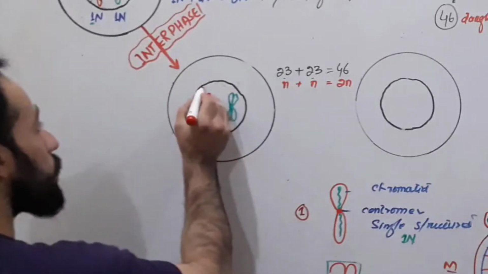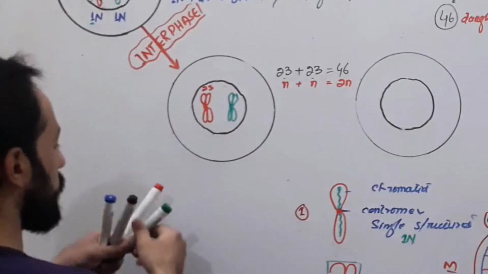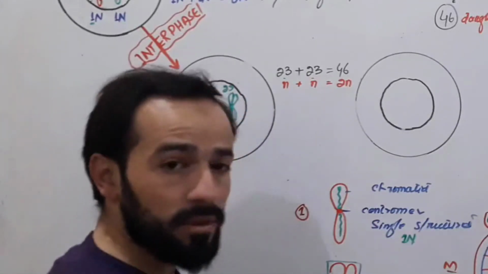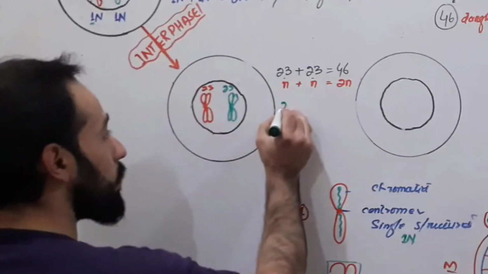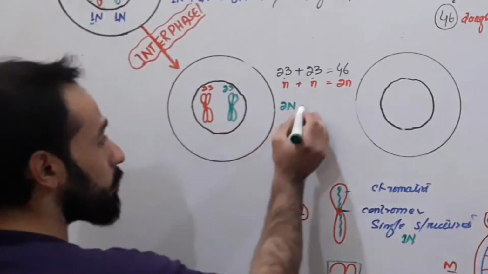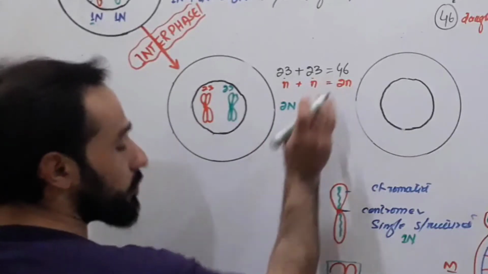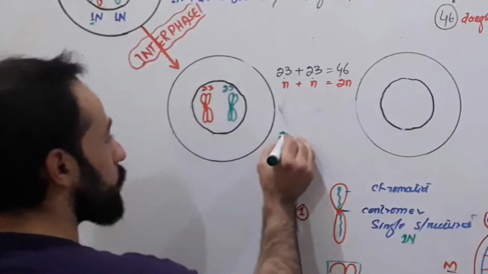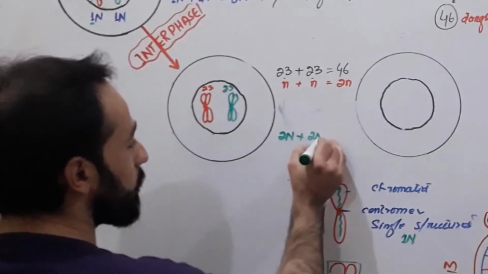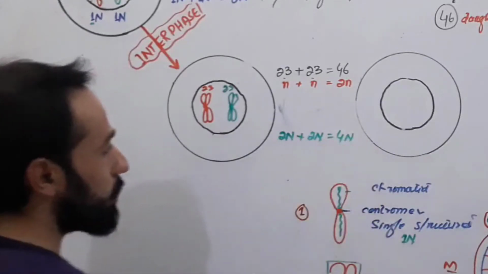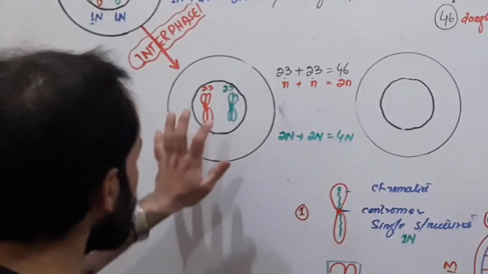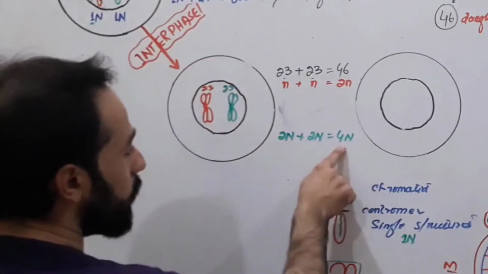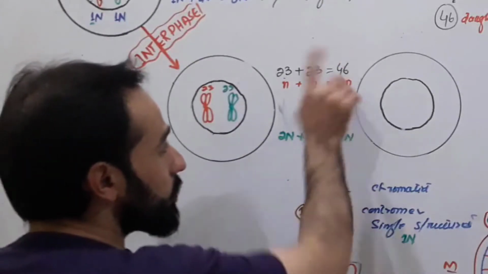So all the 23 chromosomes from my father's side have become double structured, and all the 23 chromosomes from my mother's side also became double structured. So when 1n is converted to 2n, my mother's chromosomes have become 2n and my father's chromosomes have also become 2n. So 2n DNA from father, 2n DNA from mother, which become 4n. So you can see, my dear friends, during interphase, the amount of DNA is double, but the number of chromosomes are same.